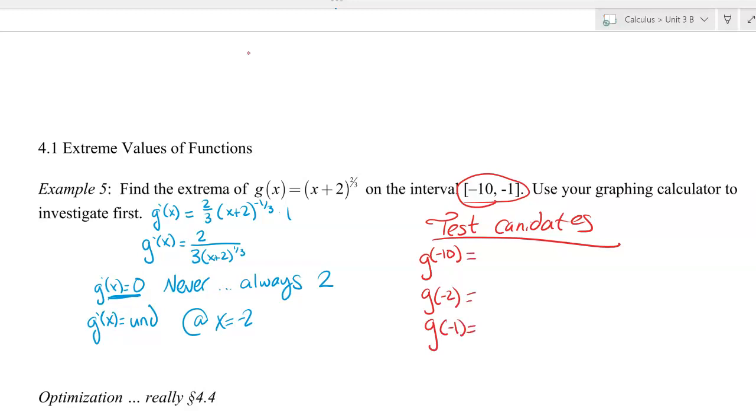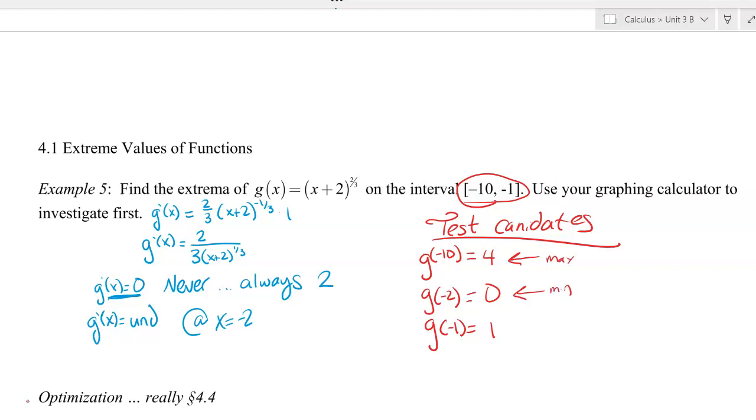So plugging in at -10, I should get (-8) to the 2/3, which should just give me 4. Plugging in -2, that'd be 0 to the 2/3, which is still going to be 0. And plugging in -1, that would just be 1 to the 2/3, which is still going to be 1. So where's my largest value? Well, that's going to be at -10, 4. And my smallest value is going to be at -2, 0. So that is my max, and that is my min.